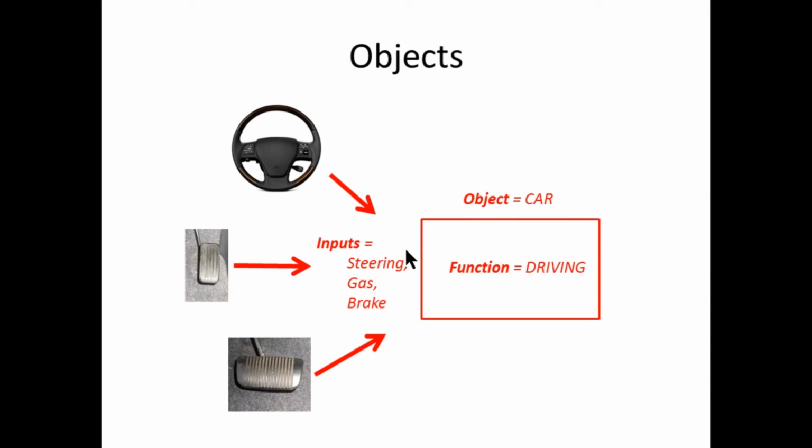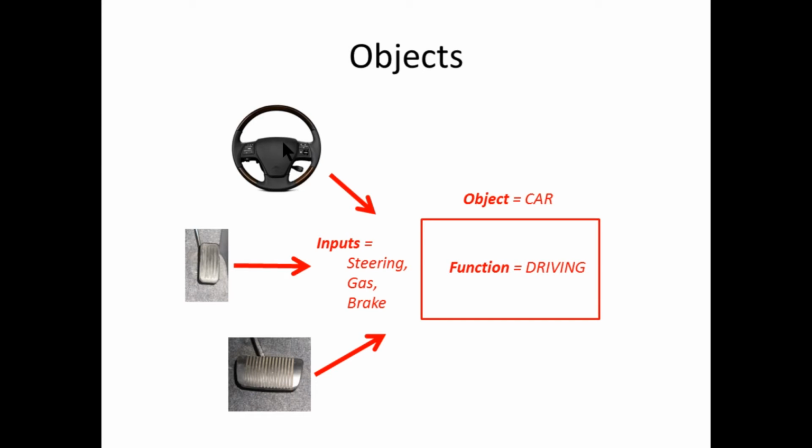So if we convert that car into a simple object, we have an object of a car. It has a primary function inside of it, and that is to do driving. But to do that, it needs to have three primary inputs from the user to tell it how to do its job. Now, in this box, the user doesn't care how it does its function.